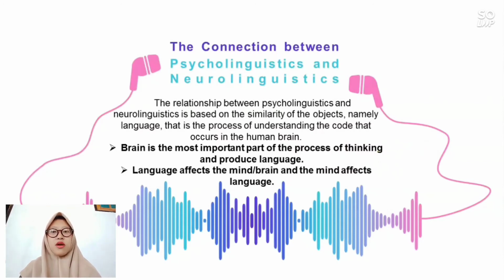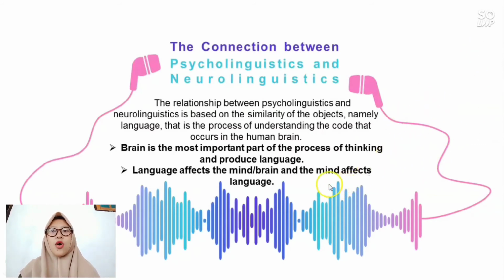The brain is the mother of all human organ systems, including the ability of human language. Humans capture or learn a language through the senses of hearing and vision, and then process it through the brain so that they can understand what others are saying and writing. Humans also use the language they learn through their mouths and hands, which are also controlled by the brain. Therefore, language affects the mind or brain, and the mind affects language.